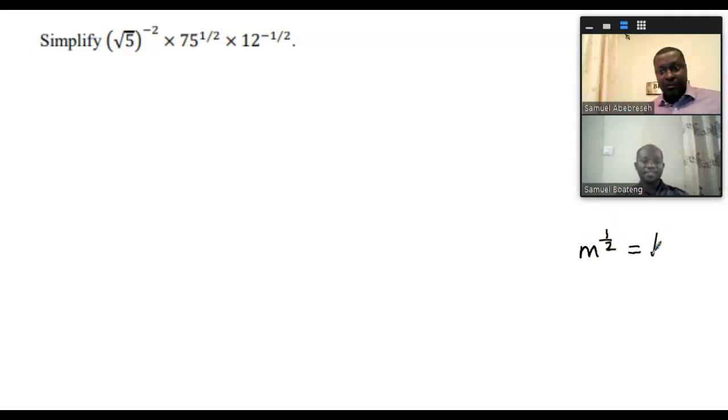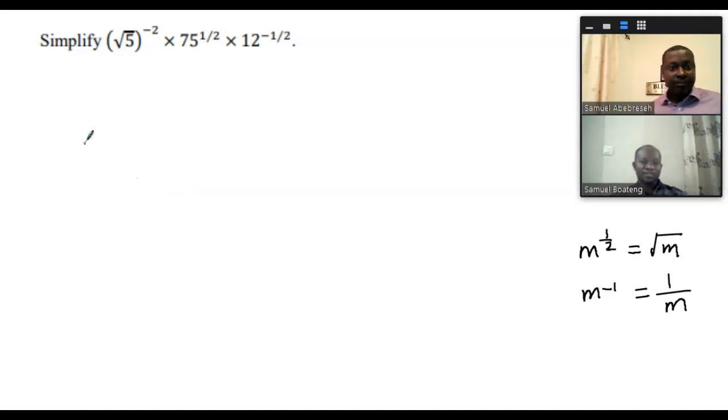Now, care must be taken when you are answering such a question. Remember, any number or any variable raised to the power 1 on 2 is the same as root of that number. So looking on the screen, m raised to the power half, you can write it as square root of m. And then from indices, m raised to the power minus 1, you can rewrite it as 1 over m. With this idea, we can go back to our main question.